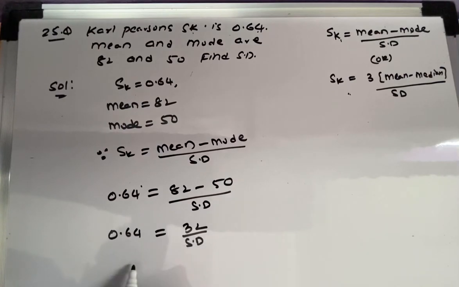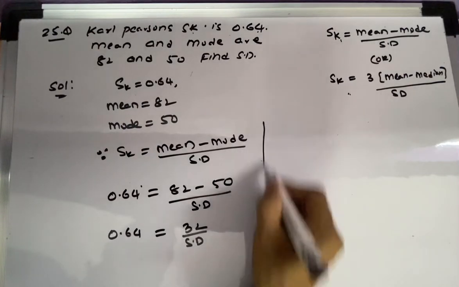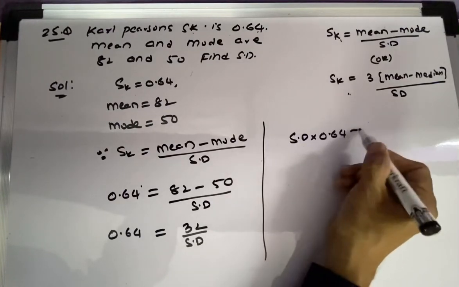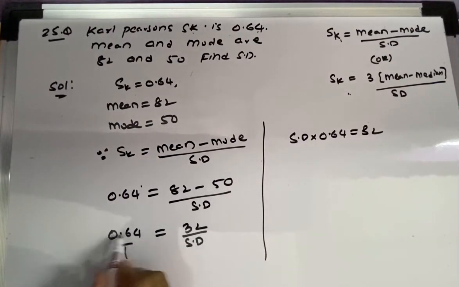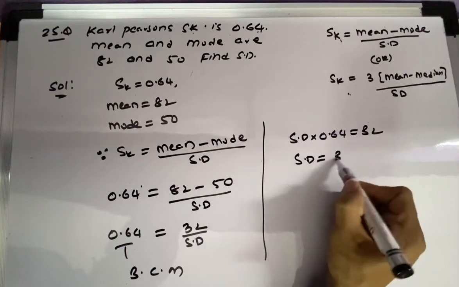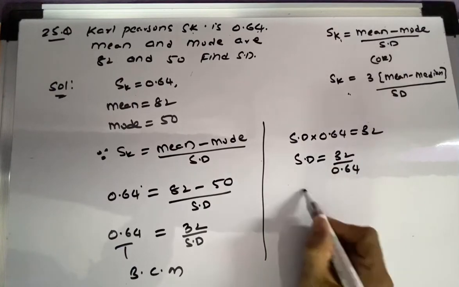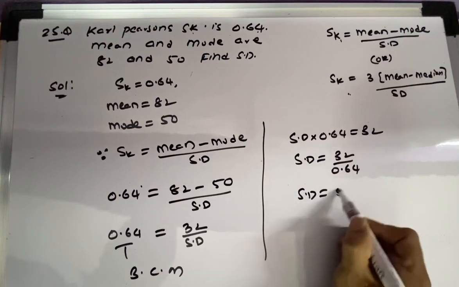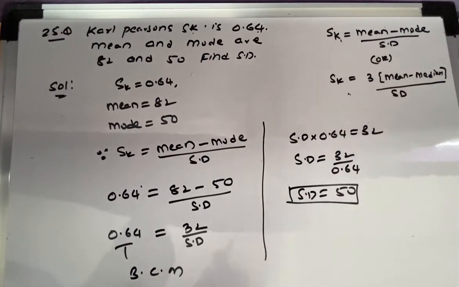Now by cross multiplication, standard deviation into 0.64 is equal to 32. Now standard deviation equals 32 divided by 0.64. So the standard deviation will be 32 by 0.64, which is 50. If we divide using a calculator, you will get this value.